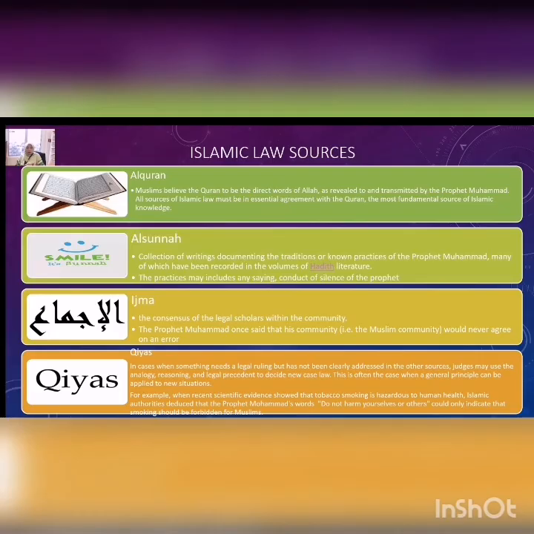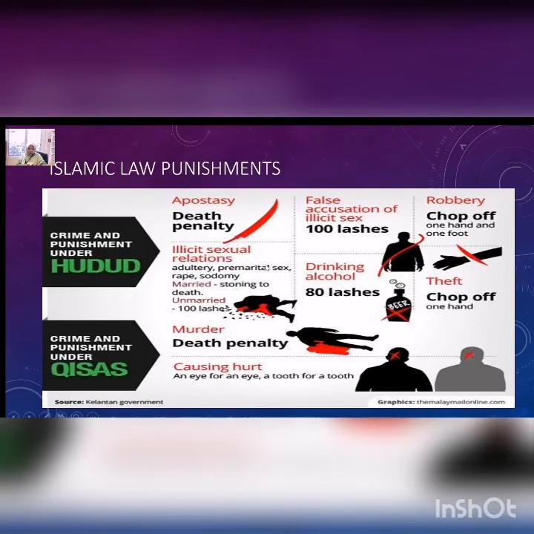We can also refer here to zina, illicit sexual relation, and apostasy. We have discussed the freedom of religion. In Islamic law, if you convert your religion from Islam to Christianity, Buddhism or Hinduism, it is considered as apostasy, and the punishment is death. However, in Malaysia, since we are not using hudud, you are given the freedom to profess any religion that you want.